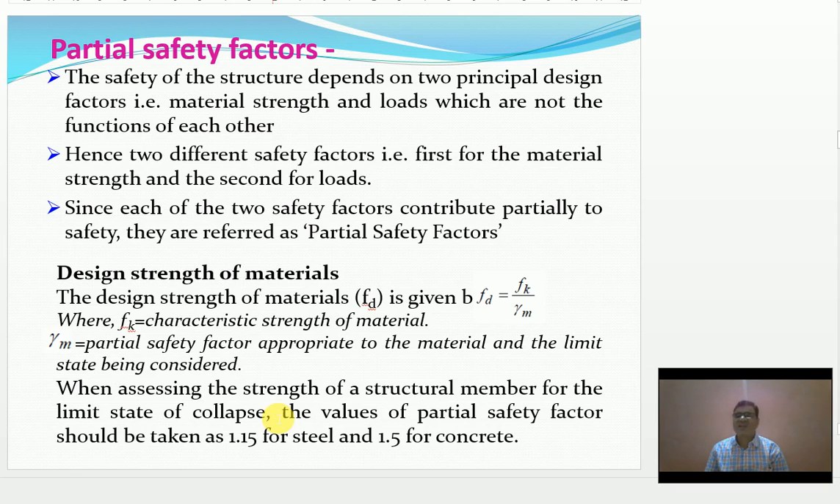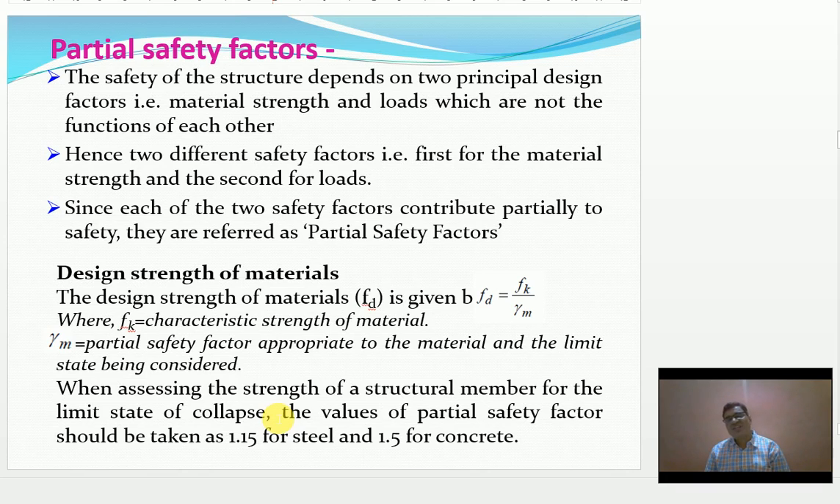So we'll see the first factor, that is the design strength of material. Design strength of material is denoted by Fd. So Fd is equal to Fk divided by gamma m. Now Fk is the characteristic strength, since we are talking about material property, and gamma m is the partial safety factor for material. When characteristic strength is divided by gamma m, that gives you the design strength. Now there are two different values given by IS code: the first value is 1.15, which is for steel, and the second value is 1.5, which is for concrete.